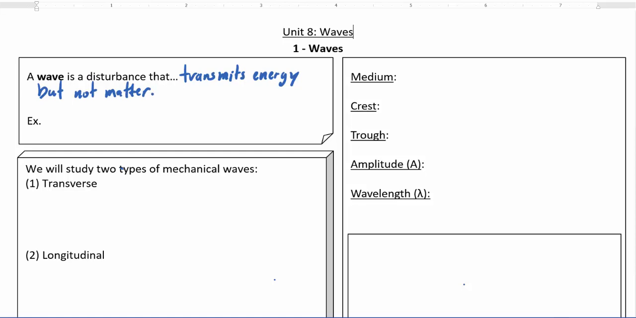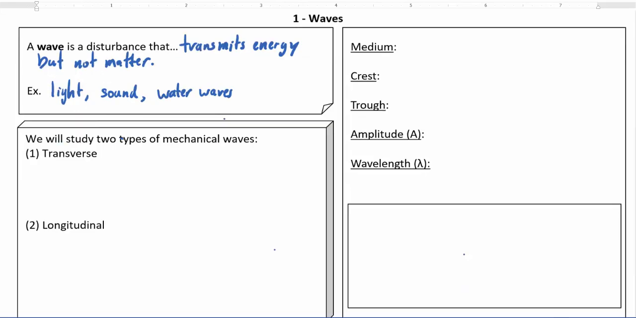And so you can probably think of a few different examples of waves. You might know that light travels as a wave, or sound travels as a wave, or even just waves in the water. Now, each of these are examples of things that are transmitting energy, but at the end of the day, there's no matter that's being brought along the entire path of the wave.